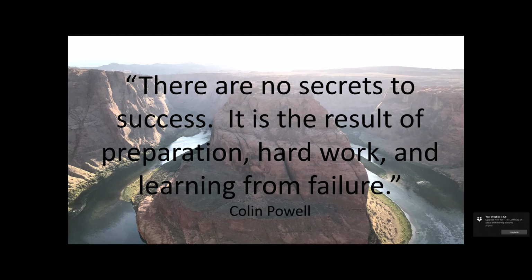One final thought for you today. There are no secrets to success. It is the result of preparation, hard work, and learning from failure. That is a quote from Colin Powell, the former Secretary of State of the United States of America.